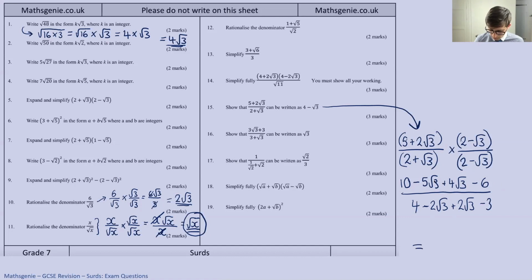Let's tidy this up. On the top, 10 minus 6 is 4, minus 5 root 3 plus 4 root 3 is minus 1 lot of root 3, all over 4 minus 3, which is 1. That cancels with that. That's the same as 4 minus root 3. And is that what they wanted us to show? Yes. So we've done it.